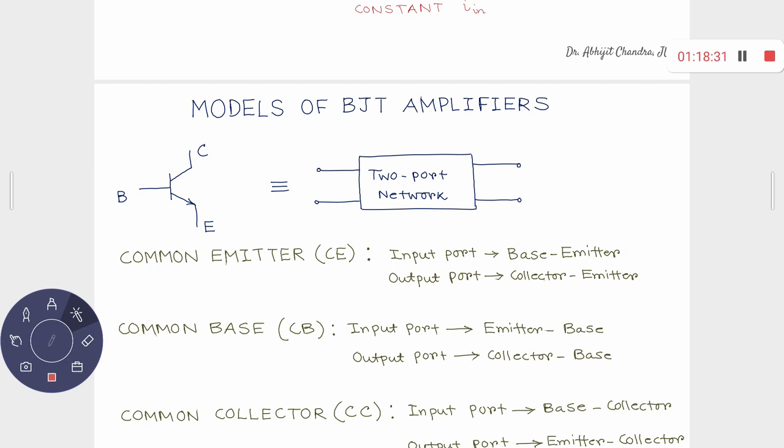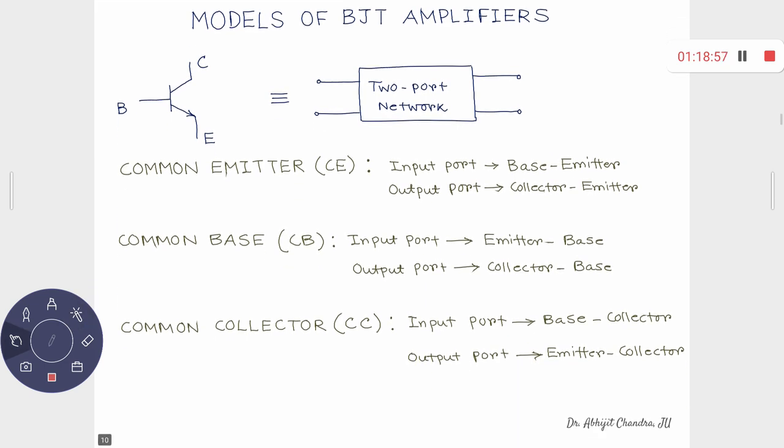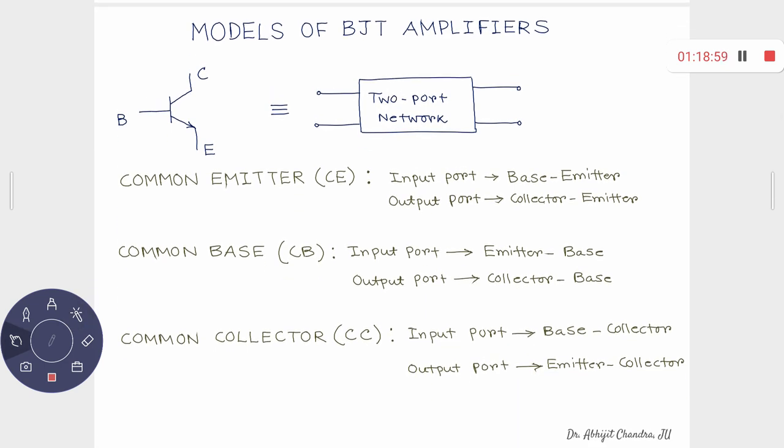Secondly, if I select the base terminal as my common terminal, in which case the emitter-base is acting as the input port and the collector-base is acting as the output port. This is known as the common base configuration. Emitter-base is your input port and collector-base is your output port. And on the other hand, the third one, the common collector, in which case the input is between the base and the collector and the output port is between the emitter and the collector.